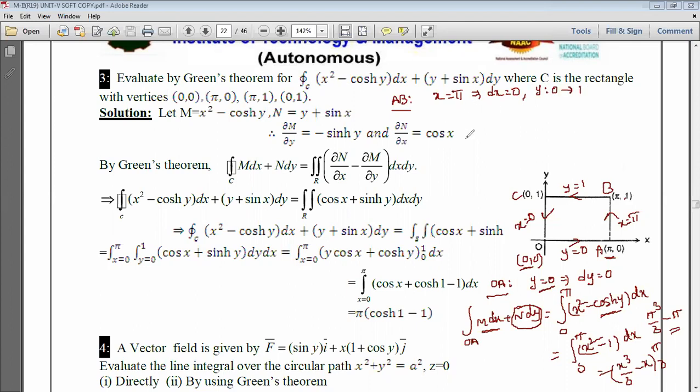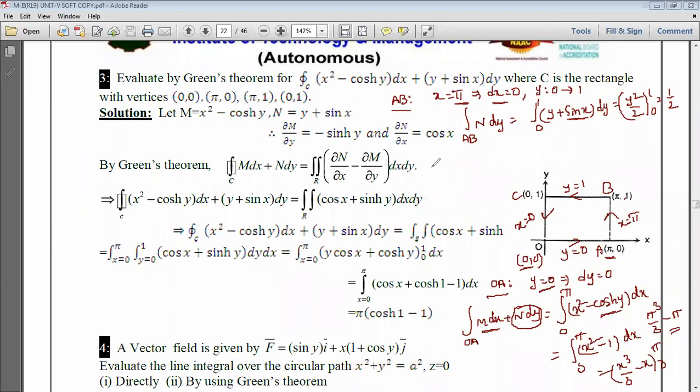So integral AB, dx is 0, so remaining is only N dy. So it is 0 to 1. N is nothing but what? y plus sin x dy. But x is equal to pi, sin pi is 0. So y integration is nothing but y square by 2 between the limits 0 to 1, which is equal to simply 1 by 2. Okay, this is the line AB.